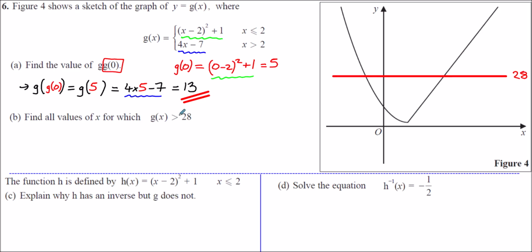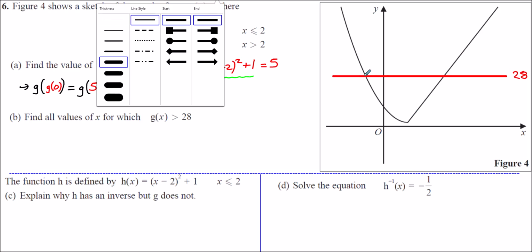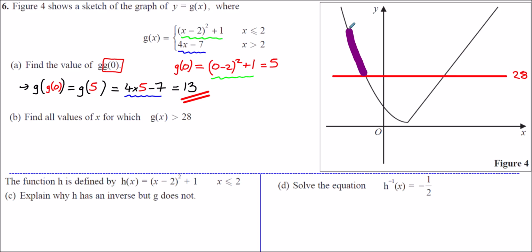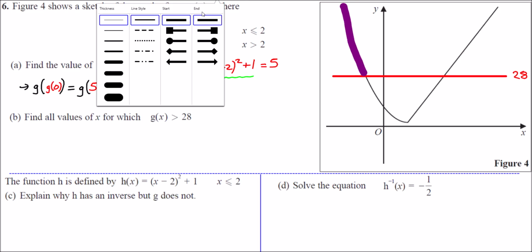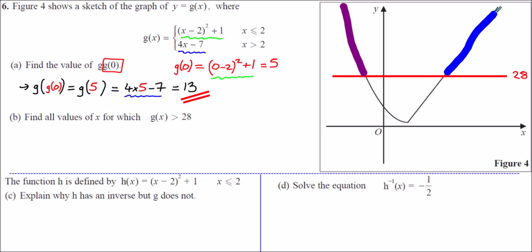So if I want g of x to be bigger than 28, then there's 2 separate parts I'm considering to this graph. So the first part I might be considering is this bit here. And the second part, where g of x is clearly going to be greater than 28, is going to be this part here. It's got two different bits, two different cases.